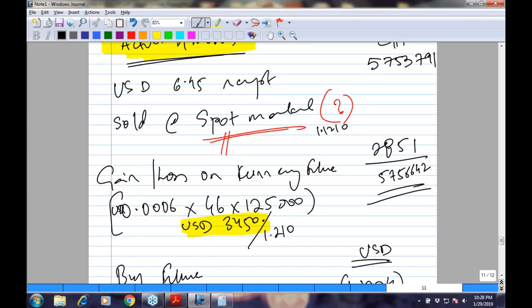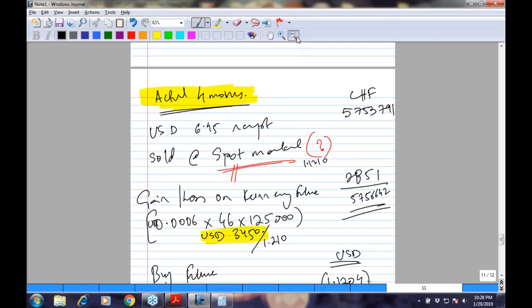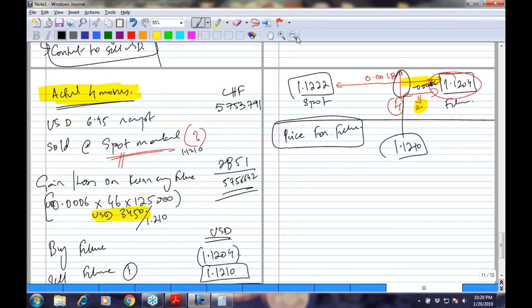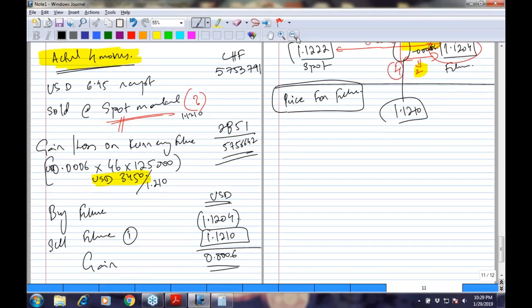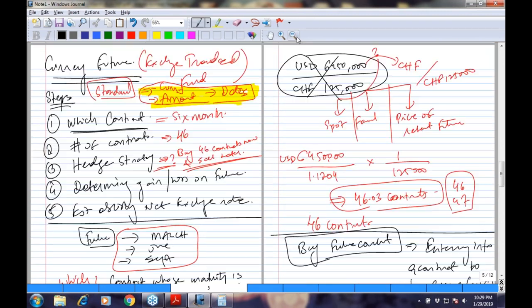Okay, so I'm going to summarize whatever we have discussed in this specific question, and then I'm going to move forward. I understand that there are one or two calculations which people are unable to understand, so just let me know. First of all, does everybody understand which contract to go for, the number of contracts, and even the hedge strategy now? Is that okay?